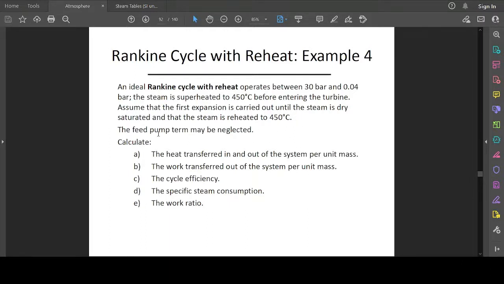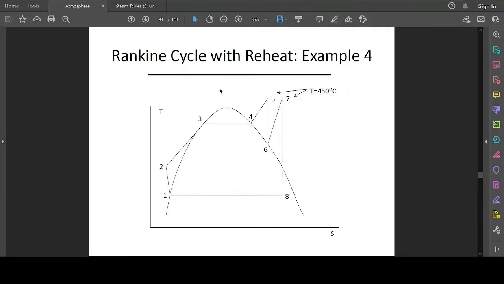Now, the feed pump term may be neglected, so calculate the heat transferred in and out of the system per unit mass, the work transfer in and out of the system per unit mass, the cycle efficiency, the specific steam consumption, and the work ratio. So we start by drawing out the cycle itself.